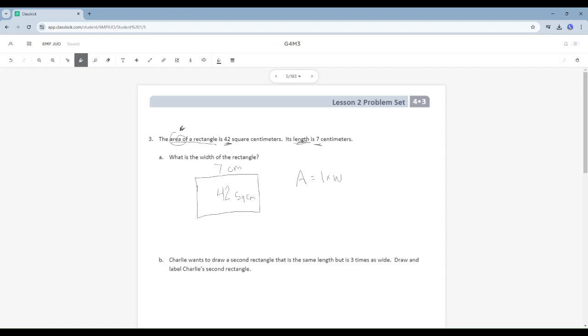Plug in what we know. We know the area that was provided to us is 42 square centimeters is equal to the length we know is 7 centimeters, but we don't know the width, which we're going to use the letter W for the width. So 42 is equal to 7 times something, or I could think of this as a related division problem. 42 divided by 7 will give us our width, and 42 divided by 7 is equal to 6. So 6 centimeters is equal to the width.